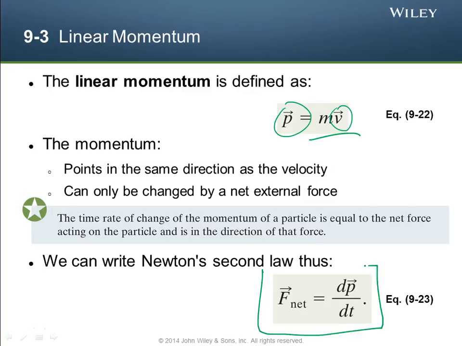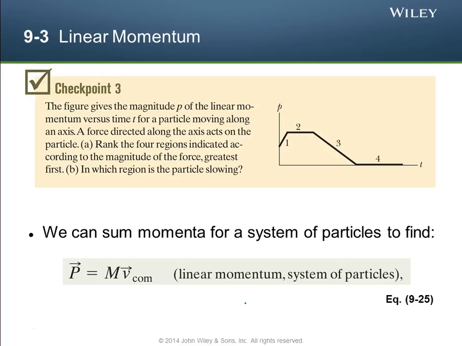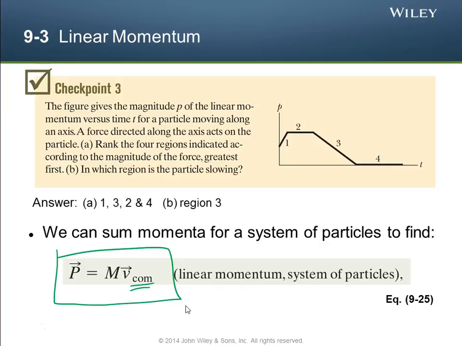So another way that we're going to define this that's a little new is that the net force is the time derivative of the momentum function. And really this is Newton's second law rewritten in terms of momentum. We can sum up the momentum for a system of particles, and we can find that the total momentum is the total mass times the velocity of the center of mass. That's talking about the linear momentum of a system of particles.